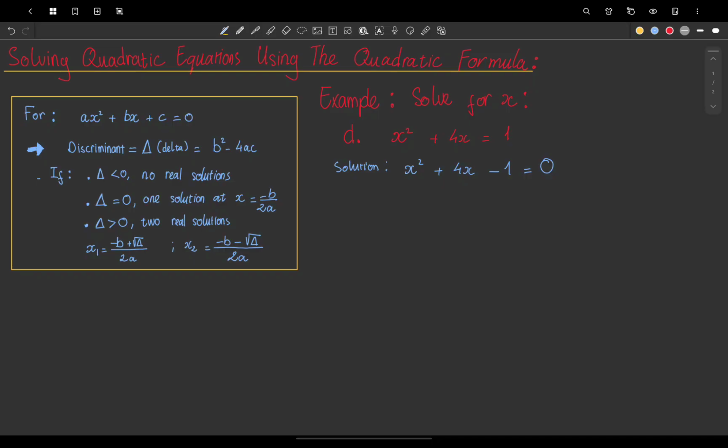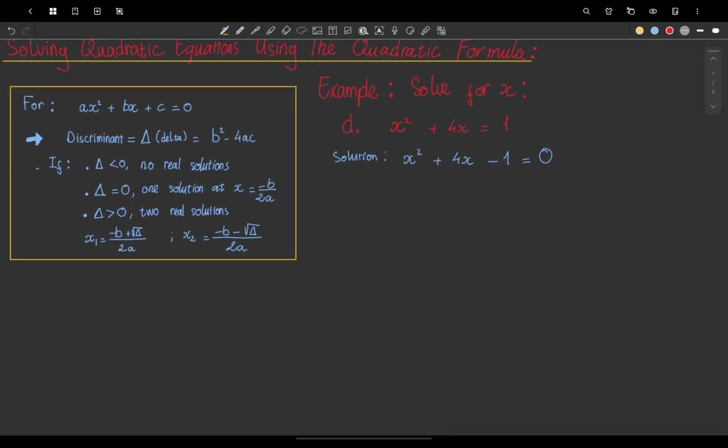Now that we've got the form ax squared plus bx plus c equals 0, all we need to do is continue with the steps that we've been doing for the last 3 questions. So delta, or the discriminant, is equal to b squared minus 4ac. My b is 4, so 4 squared minus 4 times a, which is 1, times c, which is negative 1. Then you would have 16, and negative 4 times 1 times negative 1 is a plus 4, and therefore your delta would be 20.